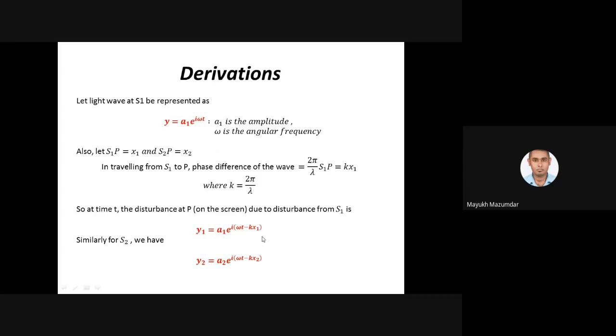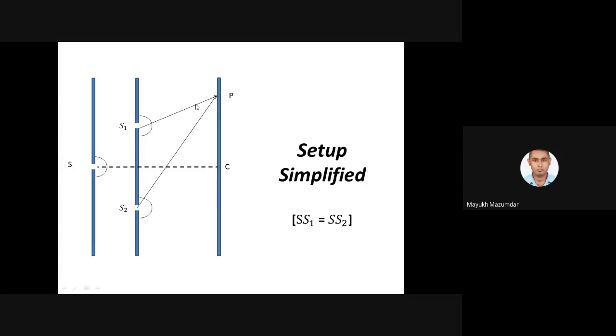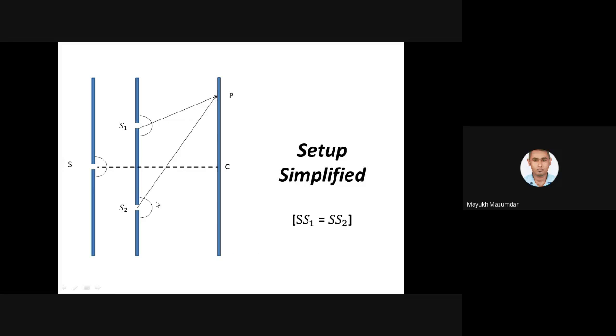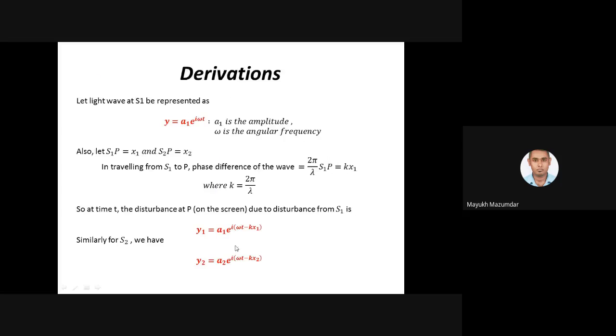If you wanted to write this as, say, A1 cos omega t, then this would have been A1 cos(omega t minus kx1). This kind of omega t minus kx1 term is very common in waves. You have studied it also, standing waves. At this point, the disturbance due to S1 will now look like this, and similarly at the point P, the disturbance from S2 will look like this. I've written this as y1 and this one as y2.